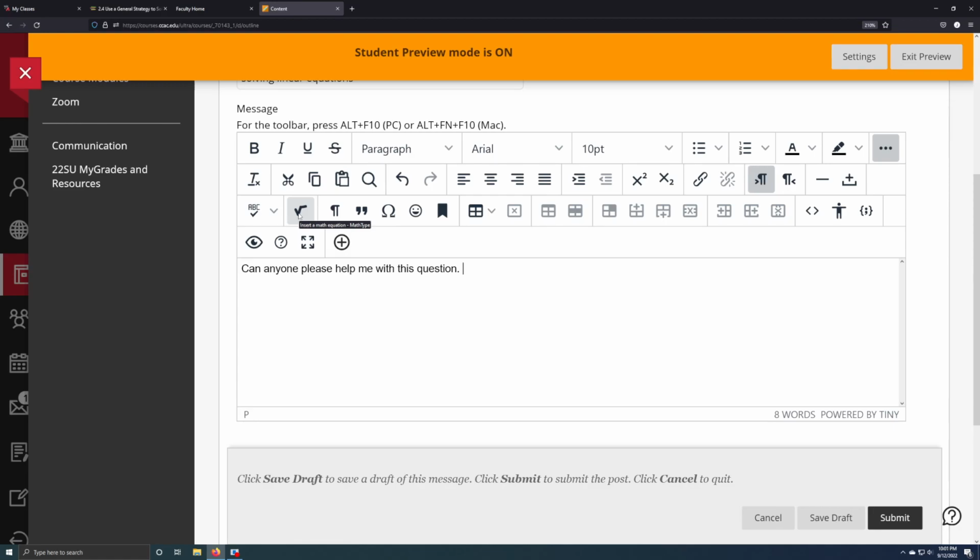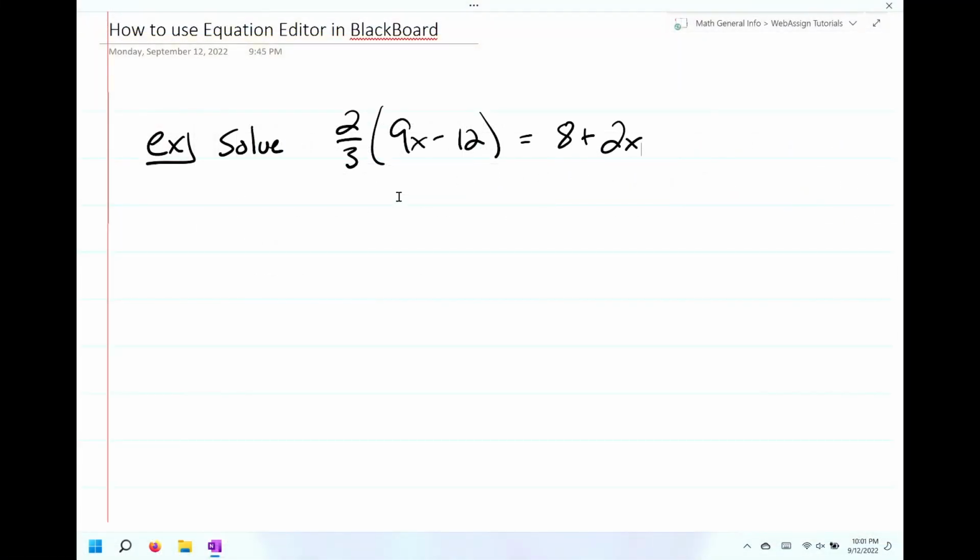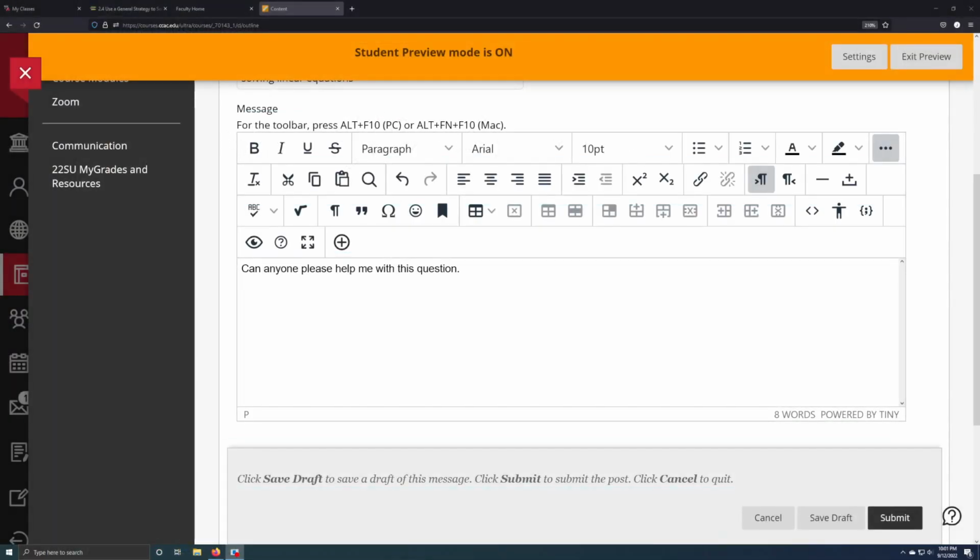So what you're going to see here is a problem that I'm going to do. So here's the problem right here on your screen, all right? And it is solve 2 over 3 times a quantity 9x minus 12 equals 8 plus 2x, okay? So I'm going to show you how to type this in, and then I'm going to show you how we would go about answering this question, okay? So let's go back over here to Blackboard again, okay?